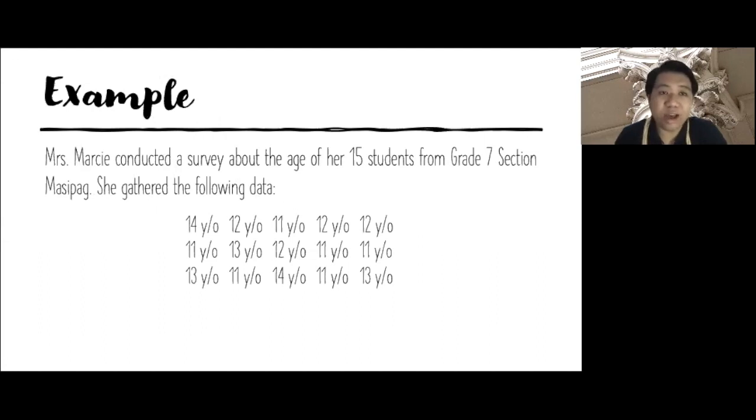Mrs. Marcy conducted a survey about the age of her 15 students from grade 7 section Masipa. She gathered the following data. So meron pong 14 years old, 12 years old, 11 years old, 12 years old, 12 years old, 11 years old, 13 years old, 12 years old, 11 years old, 11 years old, 13 years old, 11 years old, 14 years old, 11 years old, and 13 years old.